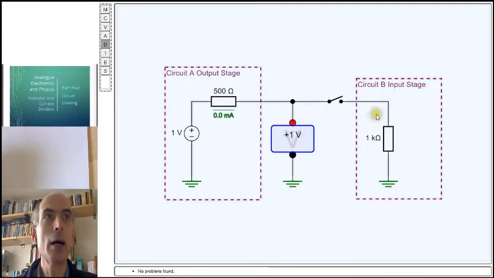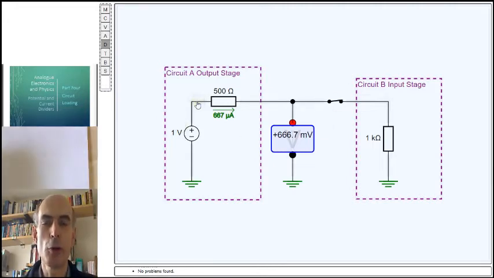Until I connect something to the output stage. And in this case, I've got a circuit with an input resistance of 1K that I'm about to connect to the output stage of this circuit. And I've just measured the output voltage of this circuit and found it to be 1 volt. So, I connect my input stage to the output of this circuit, and the output is no longer 1 volt. It's dropped. And that's because this is a potential divider.